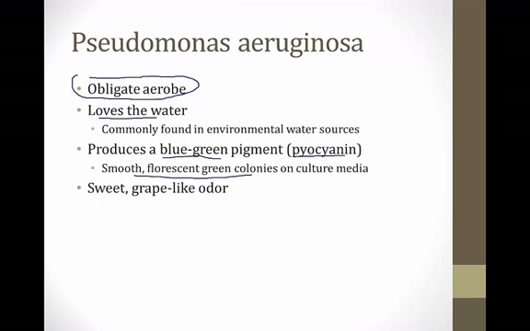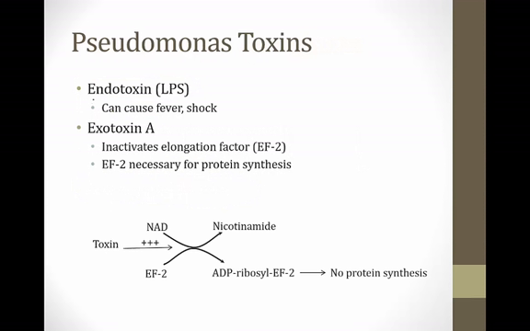I discussed this in the module on culture. It also has a sweet grape-like smell when it grows. Pseudomonas contains endotoxin, which is lipopolysaccharide, and this can lead to fever and shock. It also secretes a toxin called exotoxin A, and I talk about this in detail in the module on virulence, but exotoxin A inactivates elongation factor 2, and elongation factor 2 is necessary for protein synthesis.